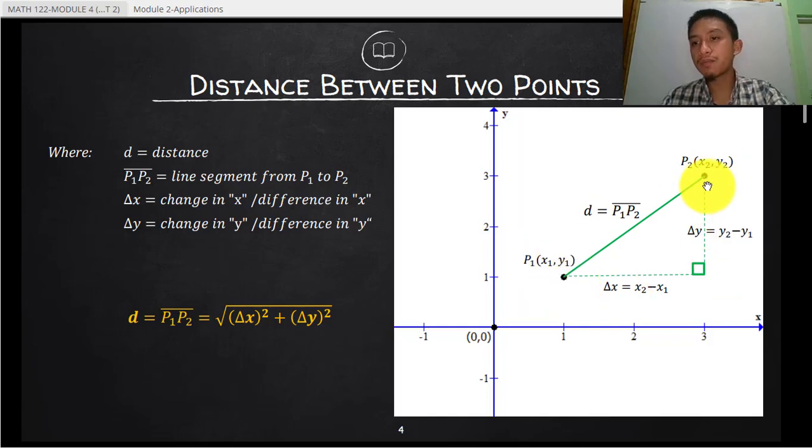And you have here another point, P2 or P sub 2. It has a different coordinate, of course, since that is a different point. So let's say that is x sub 2 and y sub 2, stating the coordinate of P sub 2. The subscript again just stands for the name of the point. Okay, so d there is the distance. That is what we are trying to find here: the distance between these 2 points, P sub 1 and P sub 2.